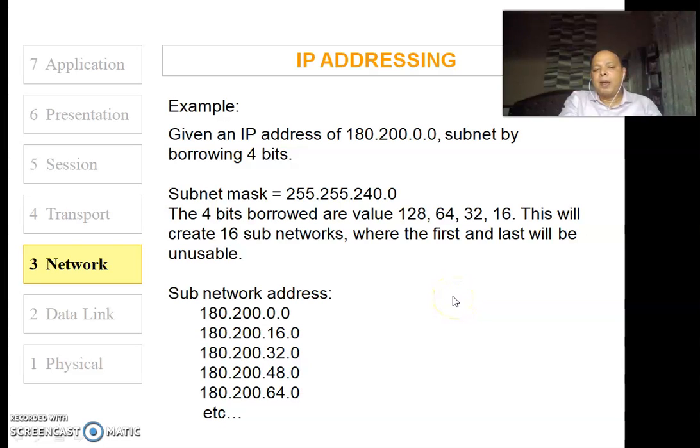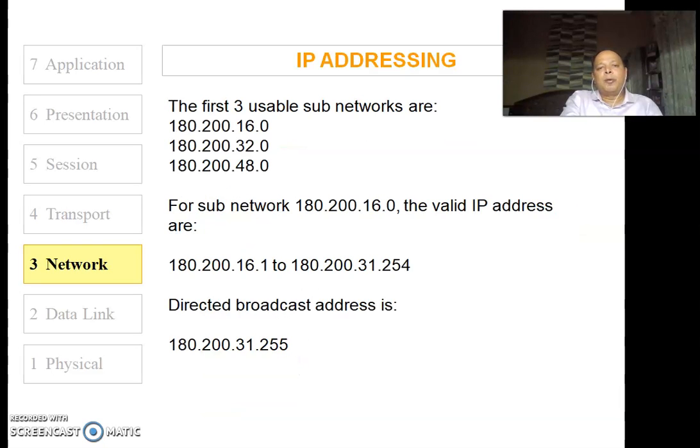A subnetwork is a part of the network. The address becomes 180.200.0.0, or if you just borrow 4 bits, it becomes either 180.200.16.0, or 180.200.32.0, or 180.200.48.0, depending on which bits you are changing. In this way, there exist 16 possibilities by borrowing ones.